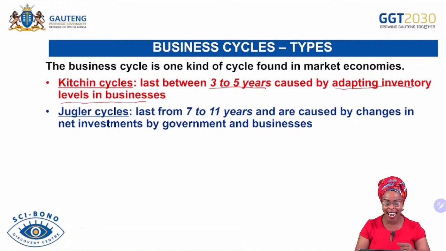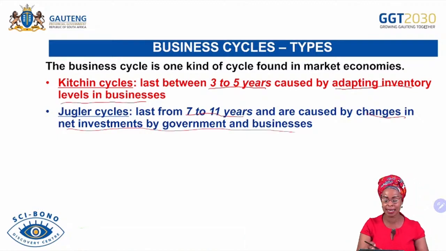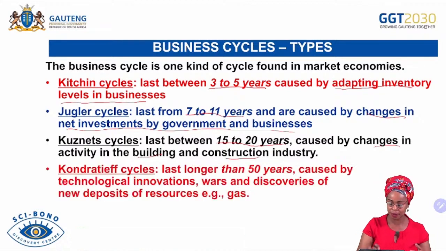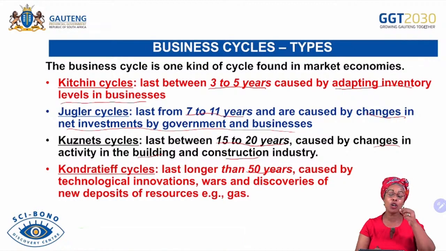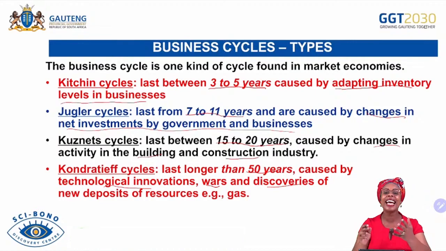The second one is called the Juglar business cycle. It lasts from 7 to 11 years. What causes it? Changes in net investment by government and businesses. We have the Kuznets cycle. This one lasts between 15 to 20 years, and it is caused by changes in the activity in the building and construction industry. We also have the Kondratieff cycle. This one lasts longer than 50 years. It can be caused by technological innovation, by a war, or by the discovery of a mineral or a new deposit such as gas. So I've said that the important thing is to know the name of the business cycle, how long it lasts, and what causes it.